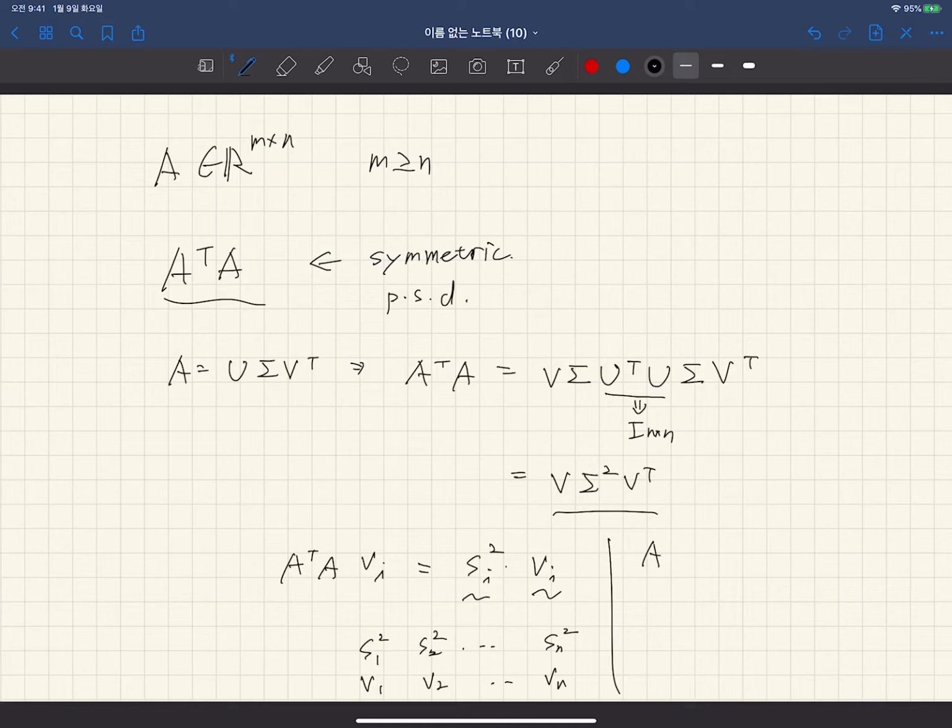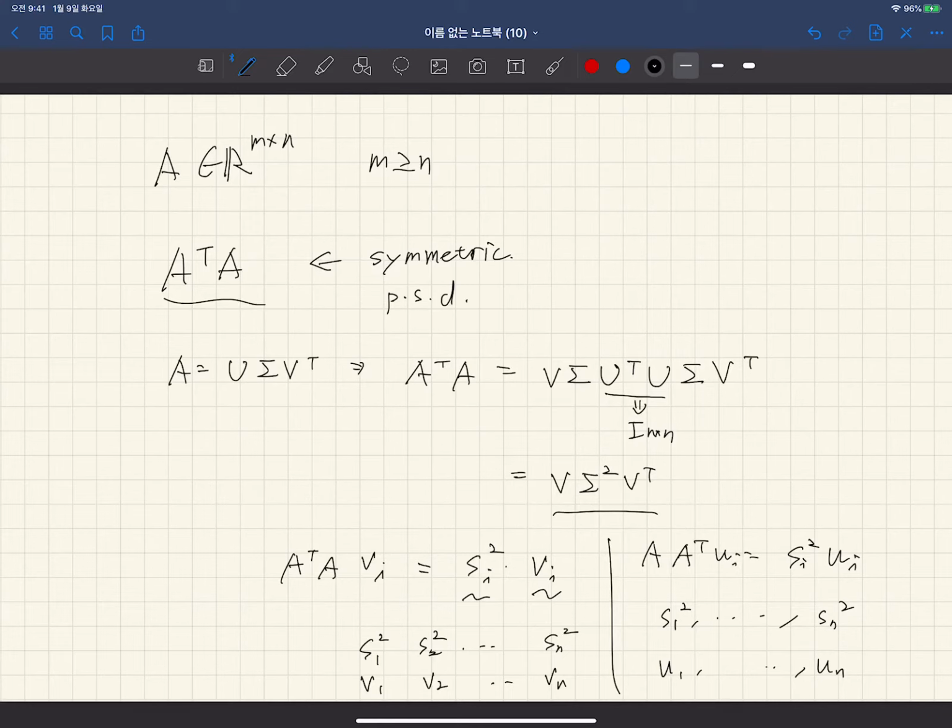Similarly, you can derive eigenvalues and eigenvectors for A A transpose. Again, when you multiply Ui, this is Si square Ui. So A A transpose also has S1 square up to Sn square as eigenvalues and U1 through Un as eigenvectors. So right singular vectors come from the eigenvectors of A transpose A, and left singular vectors come from the eigenvectors of A A transpose.